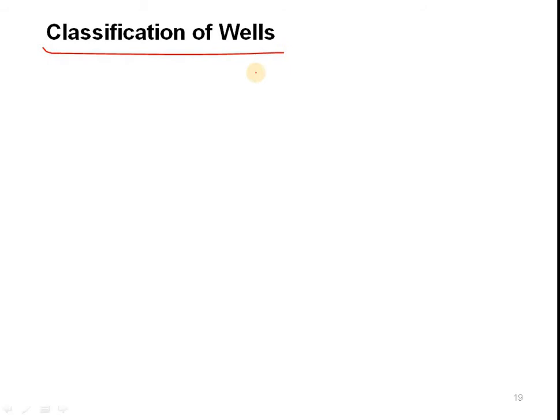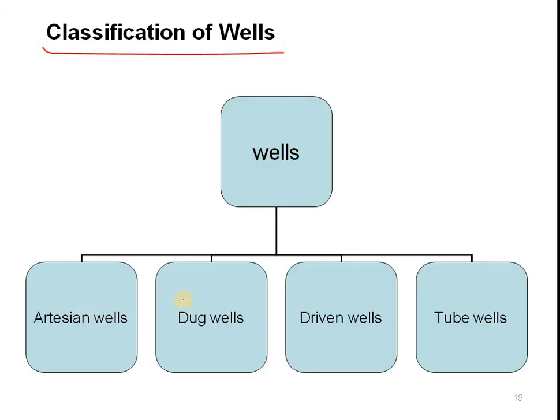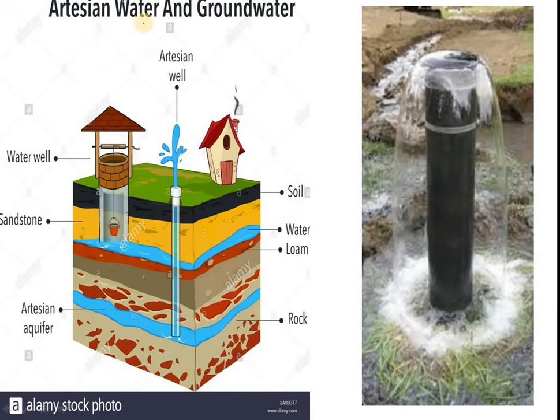So classification of wells: we can see artesian wells, dug wells, driven wells and tube wells. These are the artesian water and groundwater. We can see these types of pipes everywhere near the roadside surfaces or in our houses. So this is the diagram where you can understand.